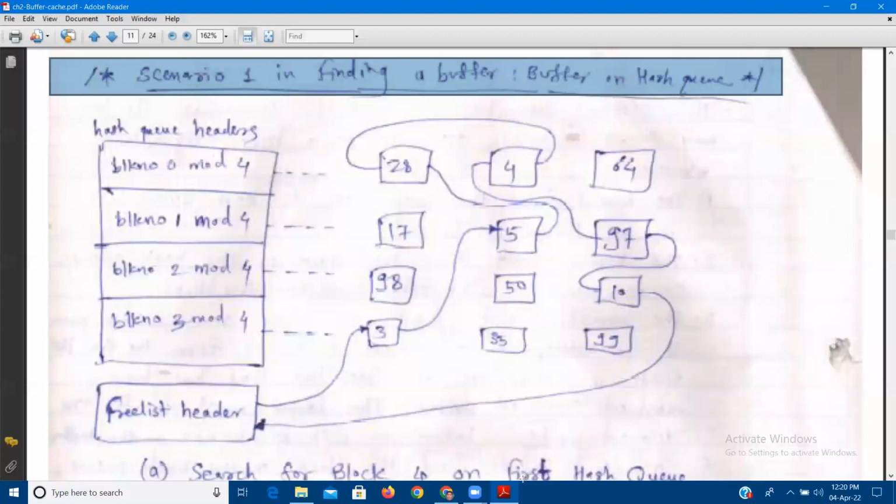Okay, so after this lecture I am going to stop. The next part we'll cover in the next lecture. In this lecture I have covered only 2 points. First point is the buffer header and second point is the structure of buffer pool. Buffer pool is nothing but the buffer cache.